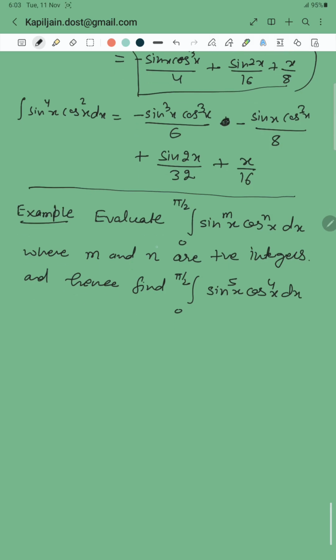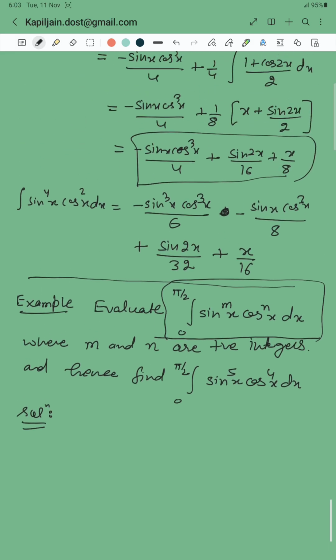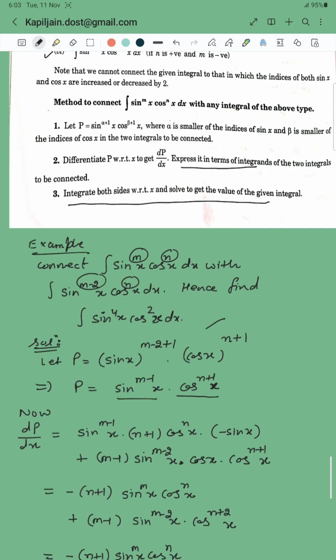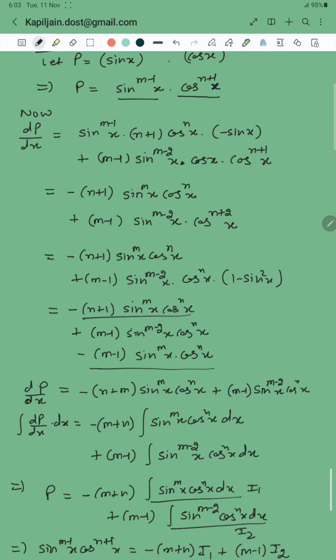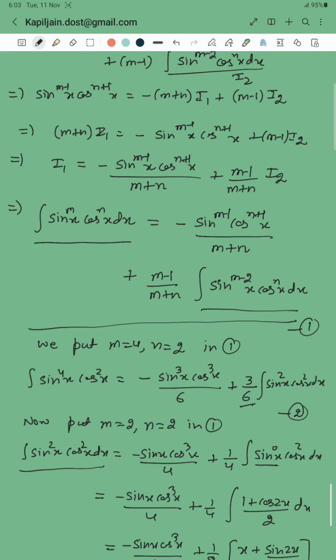Now first we find a formula for this integral. Let's see how. First we connect the integral sine raised to power mx into cos raised to power nx and the integral sine raised to power m minus 2x into cos raised to power nx dx, which we have already found in our previous example, and the formula was this in equation number 1.